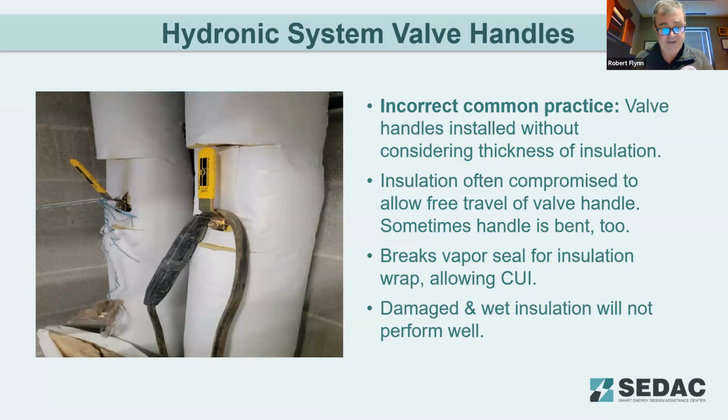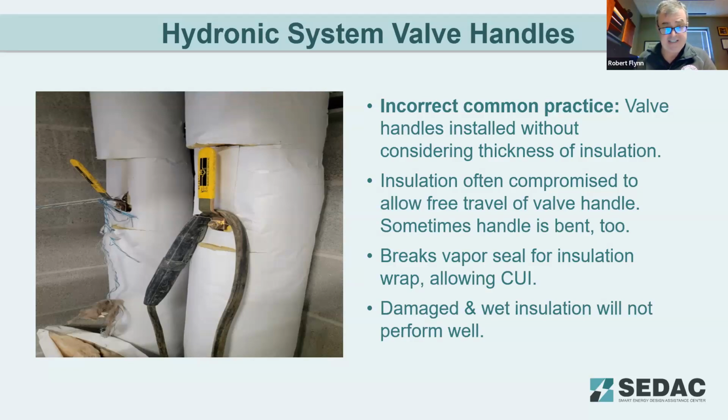This next section is pretty interesting as well. Hydronic system valve handles. We kind of take for granted that a valve handle is a valve handle. It should probably be what you would see in a normal pipe insulation job, but when the insulation is actually thicker than the pipe handling, the valve handle itself, this is the result that you get on the left side. Incorrect practice of valve handle installation without considering thickness of insulation. Insulation is often compressed or compromised to allow free travel of the valve handle. Sometimes the handle is bent too.